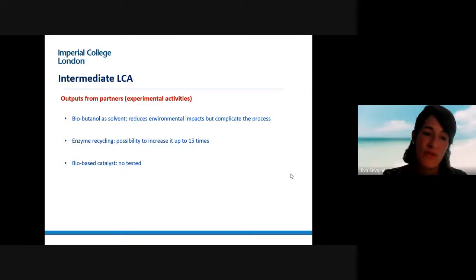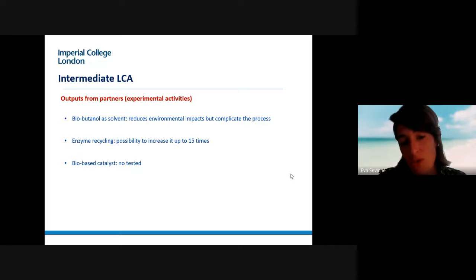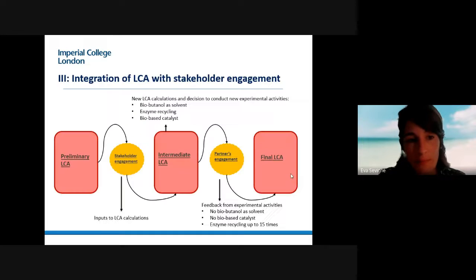In the case of the recycling rate, it tested positive, and the enzyme could be recycled up to 15 times. And it was impossible to test a new bio-based catalyst because it wasn't ready on the market, and also because it looks very complicated to introduce into the process. So after all, part of the inputs from the stakeholders were evaluated under experimental activities, and only one of the options was considered to continue to include into the process.